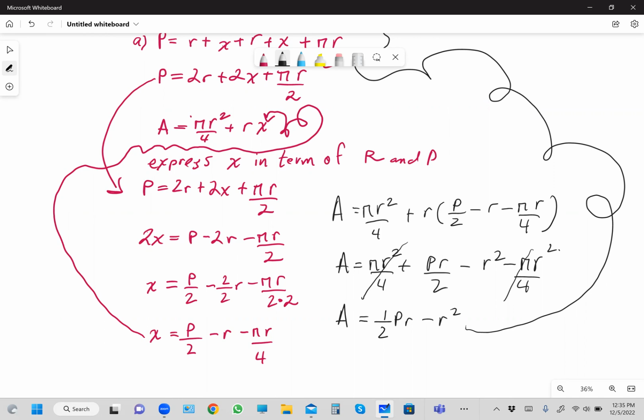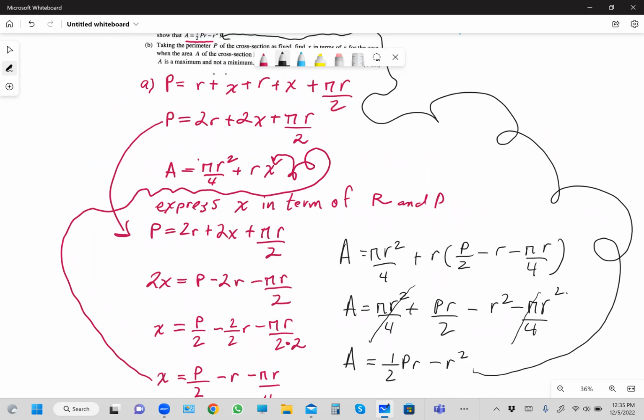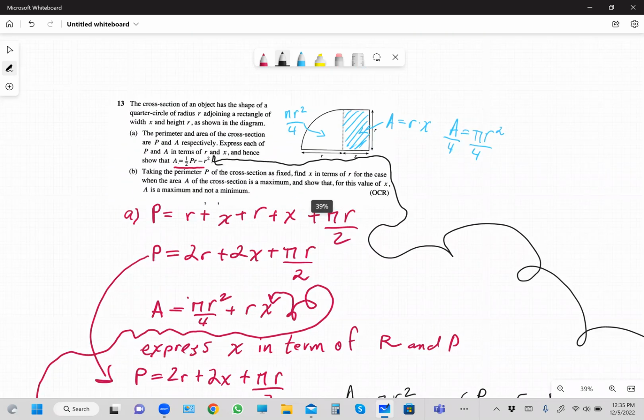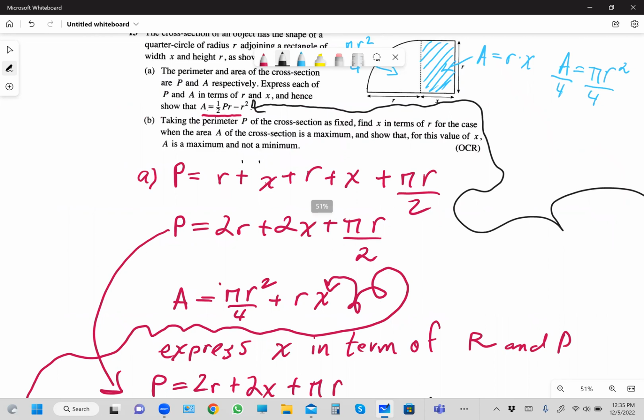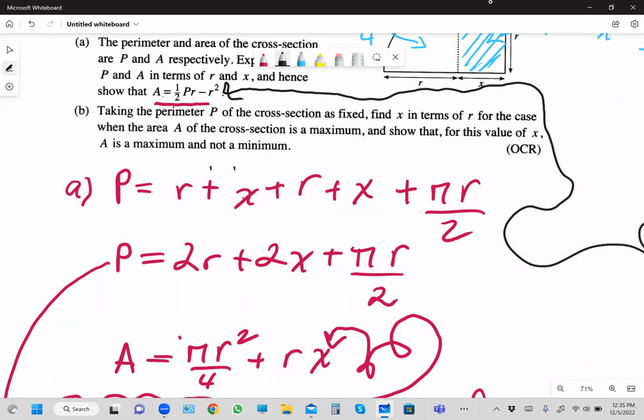All right, guys. But we're not done with this question. We're almost done with class, but we're not done with this question. So let's take a look at part B. It says here, taking the perimeter P of the cross section as fixed. So that means we're taking P to be not a variable that we know. So P is a constant. Find X in terms of R for the case when the area of the cross section is a maximum, and show that for this value of X, A is a maximum and not a minimum.